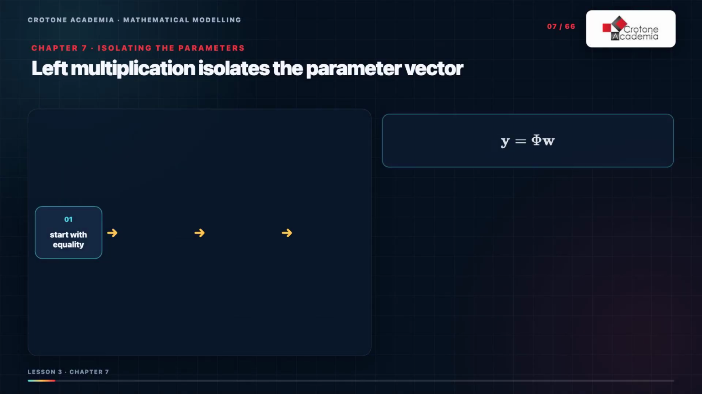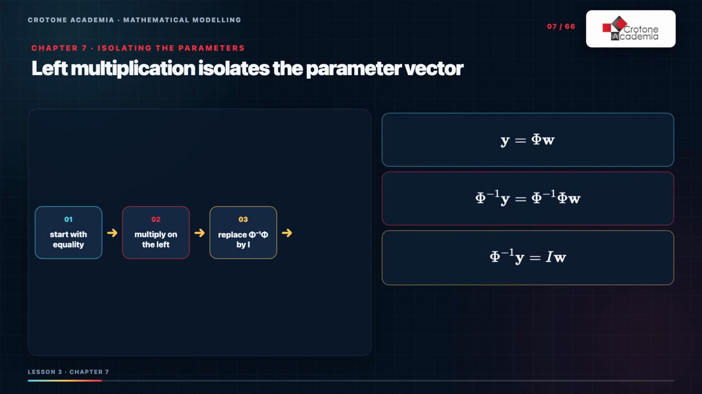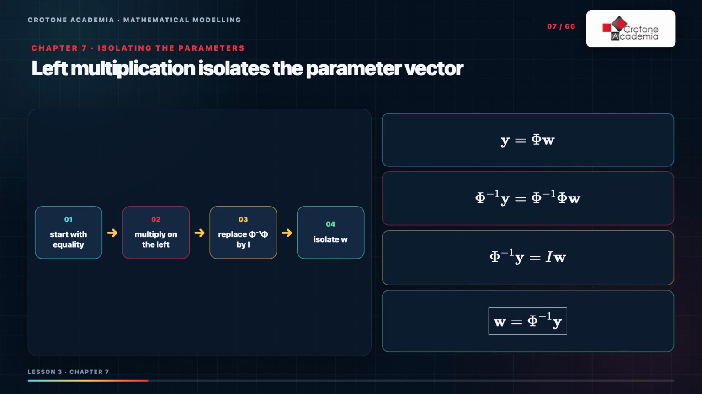Starting from y equals Phi w, multiply both sides on the left by Phi inverse. The right side becomes Phi inverse Phi w. Because Phi inverse Phi is the identity, the right side reduces to w. Therefore, w equals Phi inverse y. Notice the order. Phi inverse multiplies y from the left. This formula solves an exact system only when the ordinary inverse exists.